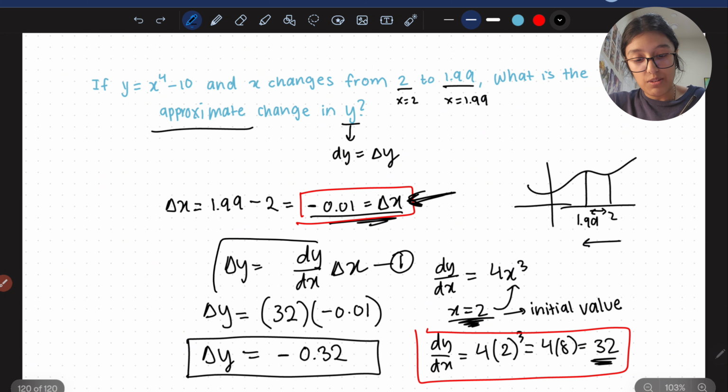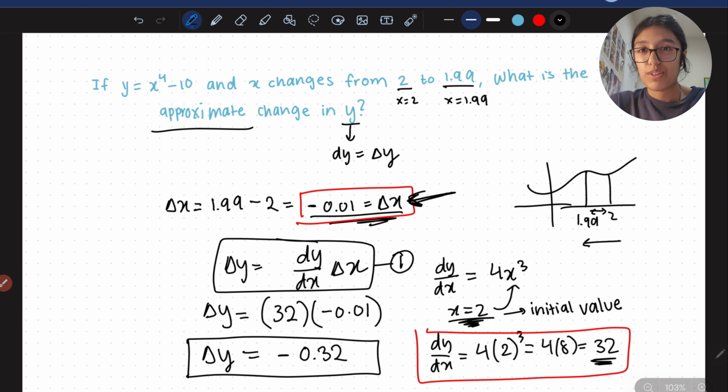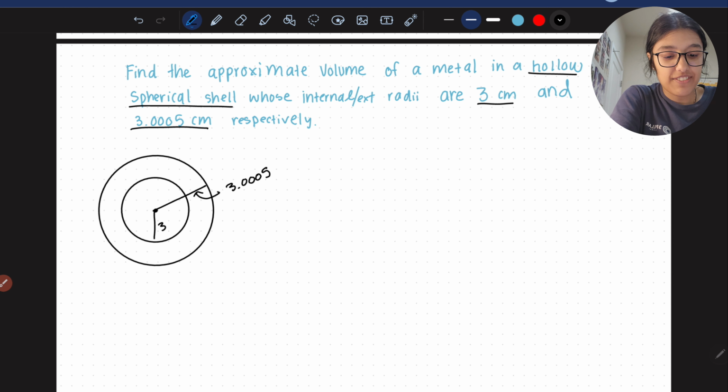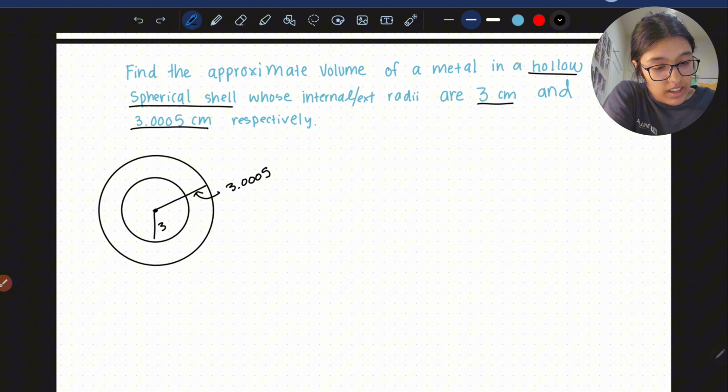Let's do another problem relating to this equation. So we have a question over here. Find the approximate volume of a metal in a hollow spherical shell whose internal and external radii are 3 centimeters and 3.0005 centimeters respectively. So I've drawn a little figure here. This is the outer radius basically, or the outer circle. And this is the inner circle. That's what I'm seeing over here. And it's saying a hollow spherical shell right over here.